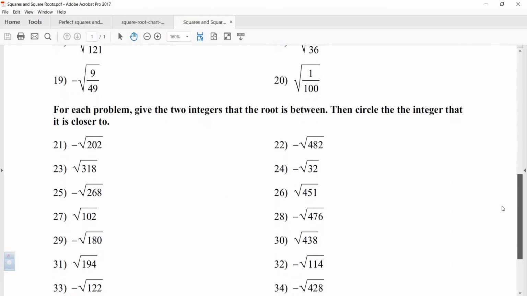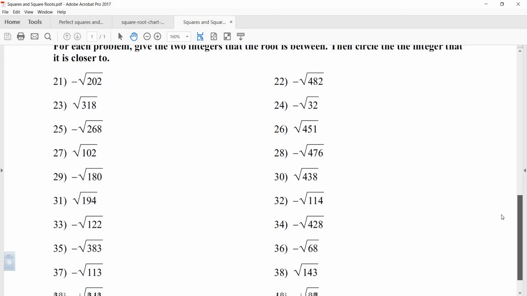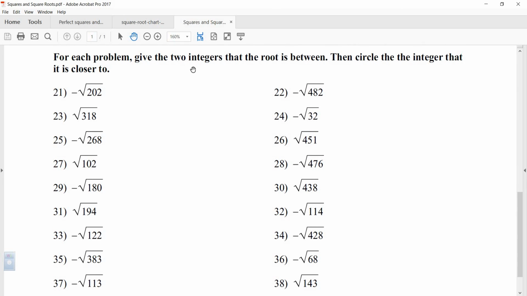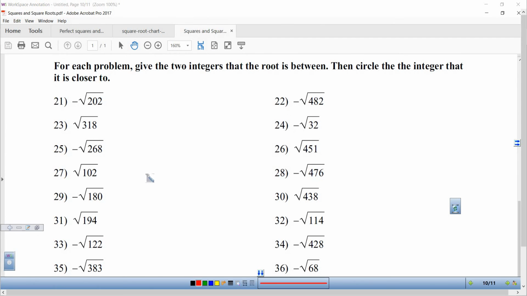So if we go to the bottom of this worksheet here, for each problem, give the two integers that the square root is between. Then circle the integer that it is closer to. All right, so let's start with one that maybe you would be more familiar with without having to look it up. All right, so let's take a look right here at the square root of 102.